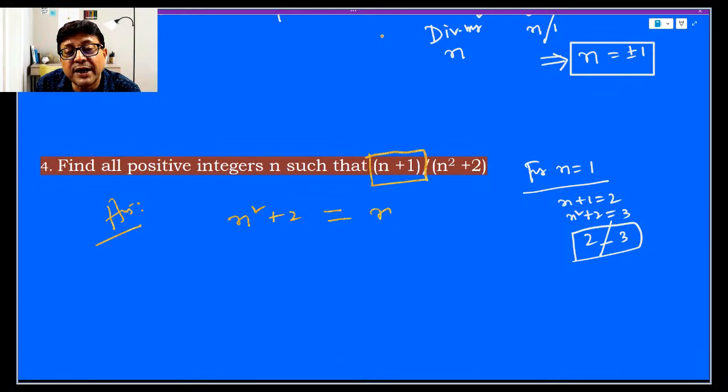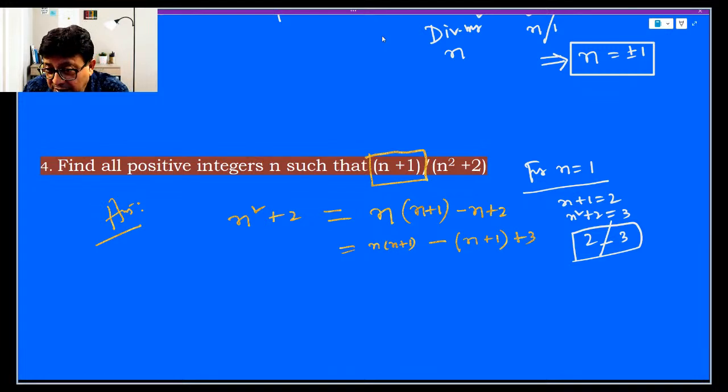You write this thing as n into n plus 1, but it is not adjusted. Here it is n square plus 2, and you got n square plus n. So subtract n, add 2. It is adjusted. So this thing is n into n plus 1. Obviously, it is divisible by n plus 1, nothing to do over there. Let's see what happened in the next part. It is minus n plus 2, so I write minus of n plus 1, then plus 3. I hope you have understood this little manipulation, all of you.